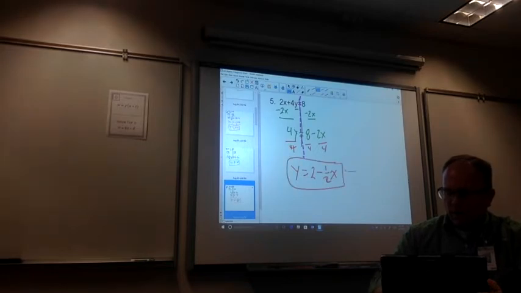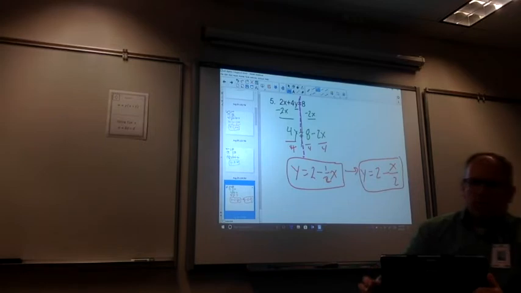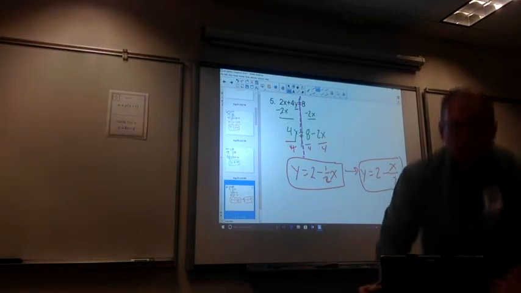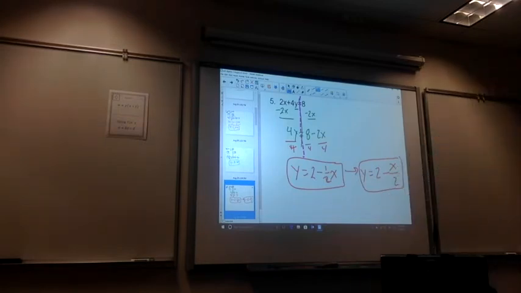Some people might actually have an answer that looks like this. X over 2 is the same thing as 1/2 x. Which answer is correct? They're both correct. They're both the same answer. Okay. I'm going to dim the light so it looks a little easier on your eyes.